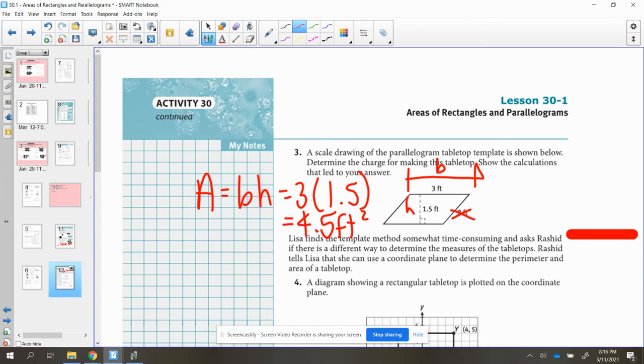Now again, if we're trying to figure out how much money it would take to make this tabletop, we would have to take 4.5 times the amount of money that we said it costs, $8.50. So 4.5 times $8.50, it would cost $38.25.